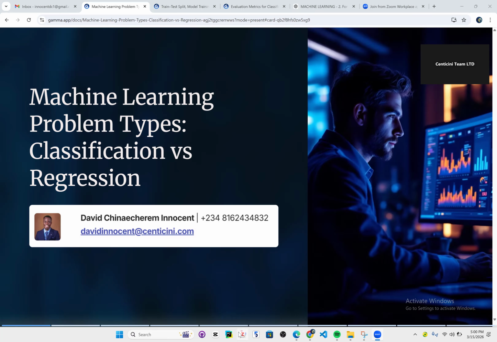And in this particular session, we're going to be discussing some machine learning problem types. We're going to be looking at classification versus regression. That's what we're going to be talking about in today's session. This is part of our machine learning for everyone series, and we look forward to having a very insightful session today.